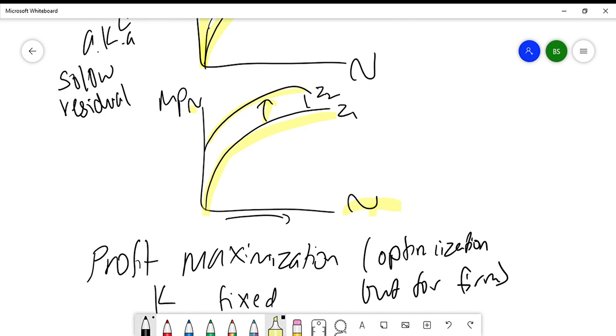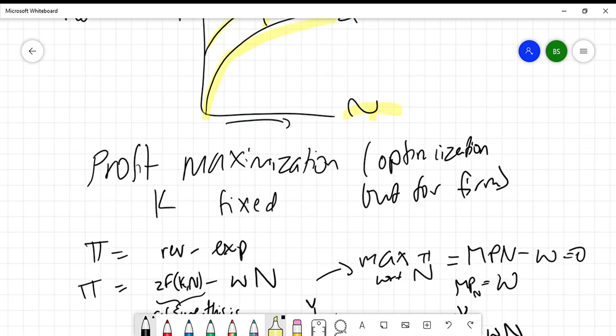Another word for the Z is a Solow residual, which I don't really know what it means. Some kind of actual value thing.